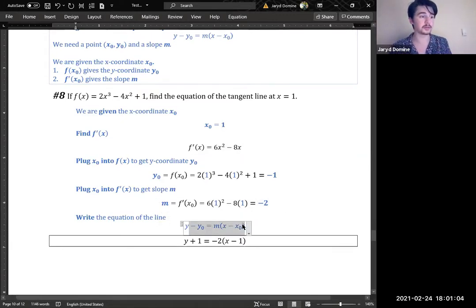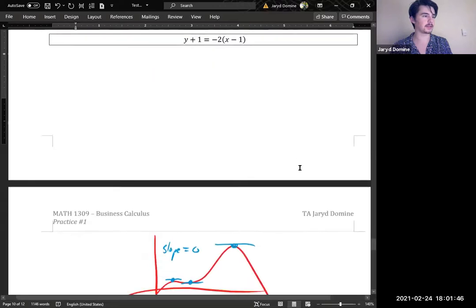And then all we have to do is remember this formula: y minus y naught equals m times x minus x naught. Plug those in and we get y plus 1 equals minus 2 times x minus 1. Be careful with these minus signs here. Our y naught was minus 1, so when we do y minus y naught, we get y plus 1. Minus a negative is positive, so just make sure you don't get those mixed up. Okay, any questions on 8? Just two major steps here. Just plug into the f and the f prime. All right, cool. I can come back to this later.